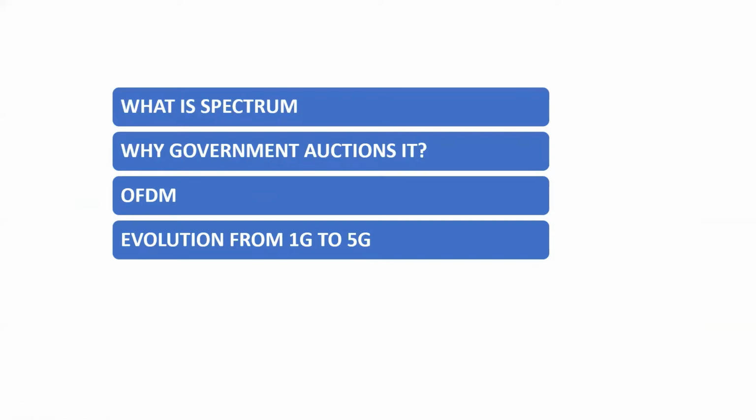This is Sujan Godapi. Today we are going to answer four questions. So the first question is, what is spectrum? So why does the government auction it? What is OFDM and evolution from 1G to 5G?